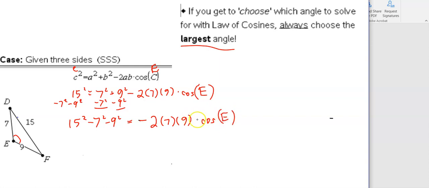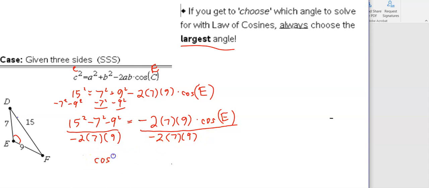Okay, this is being multiplied now. So see, those terms were just being added, so we had to subtract them. This is being multiplied, so now I divide. It's key that you subtract those first two terms first, and then you divide by the negative, in this case, negative 2 times 7 times 9. So divide by negative 2 times 7 times 9. And again, you could have simplified some of this, but I wanted you to see what happens. So I'm going to move the cosine of E to the other side.